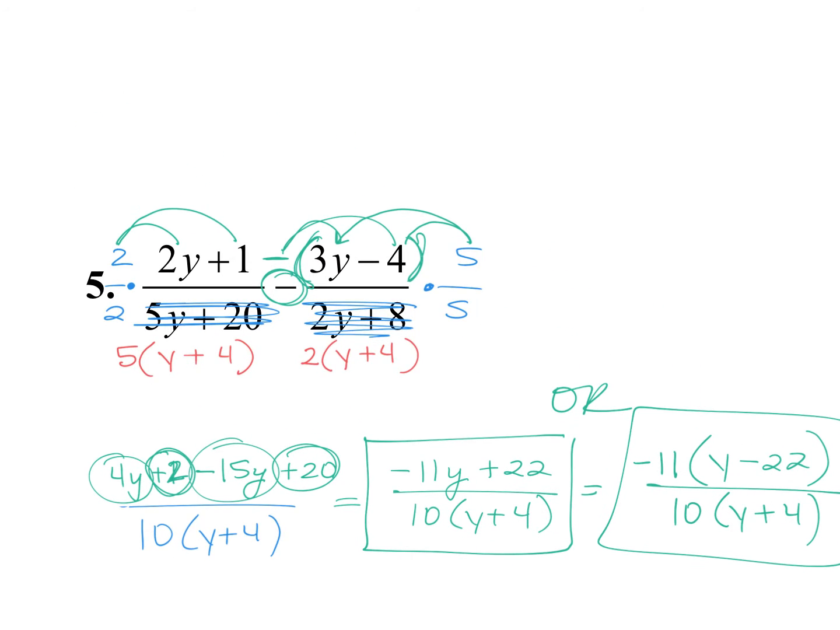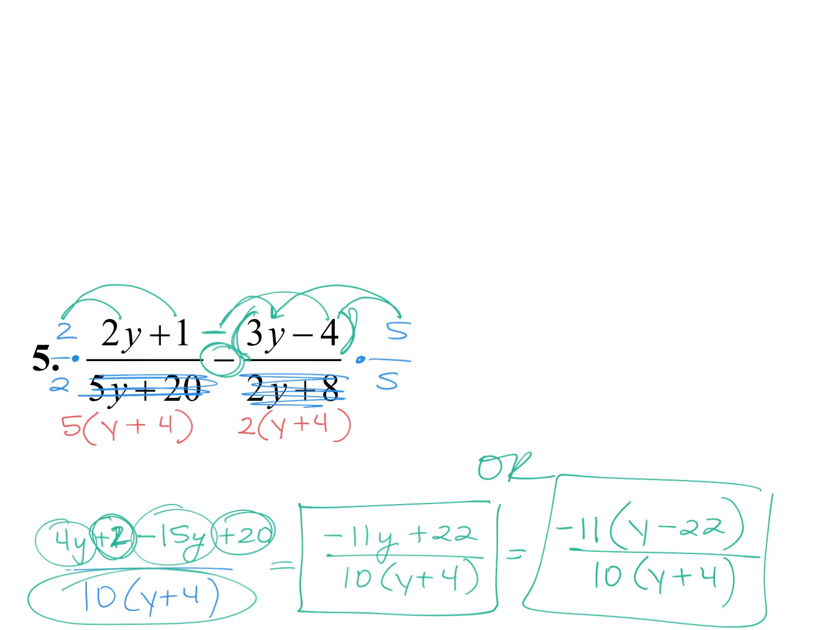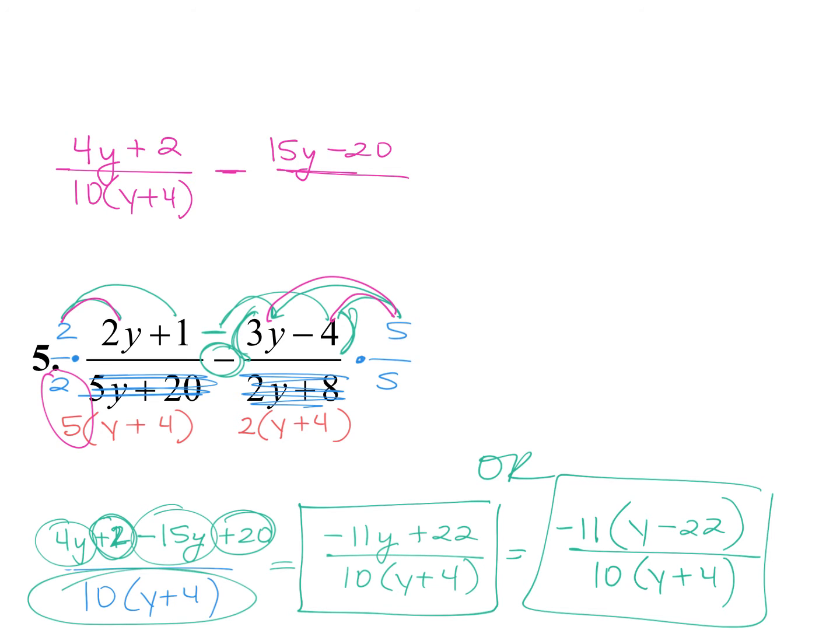Okay, so here's what I would do then. Instead of making it a common denominator right away, I would rewrite it separately because I think that maybe is a little clearer. I would go 4y plus 2 over 10 times y plus 4 minus 15y rather minus 20 over 10 times y plus 4.